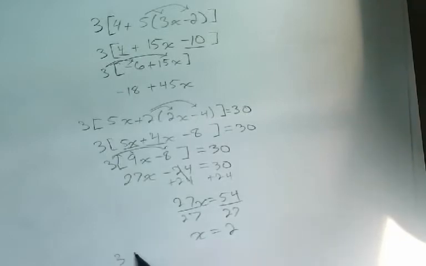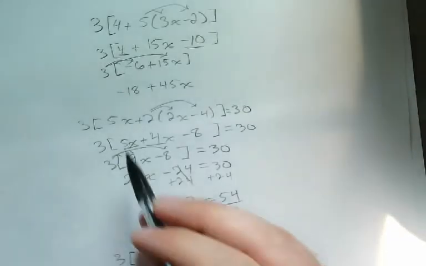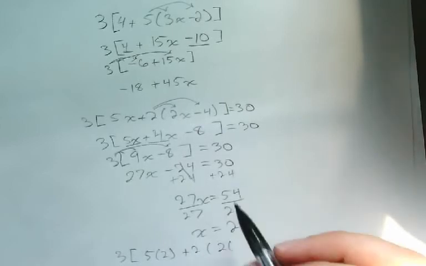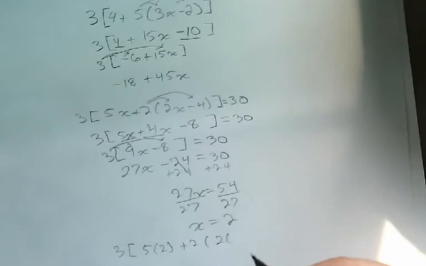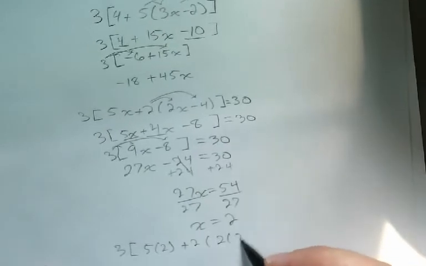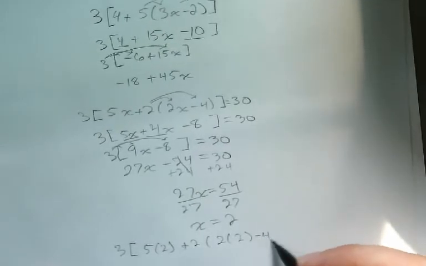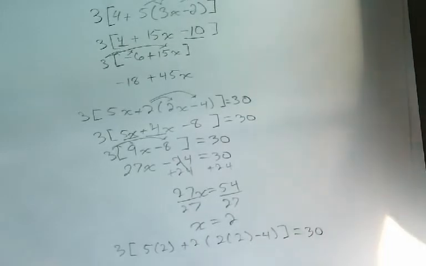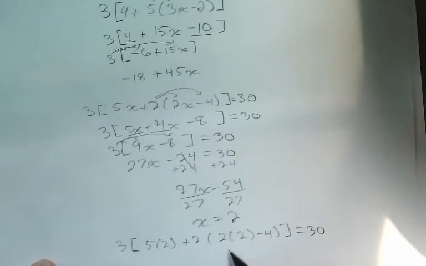So 3 bracket 5, and then instead of x, I'm going to put in 2, plus 2, open parentheses, 2, instead of x, I'm going to put 2. And then minus 4, and it should come out to 30. Now I'm just going to go through and solve it, order of operations, in our calculator.